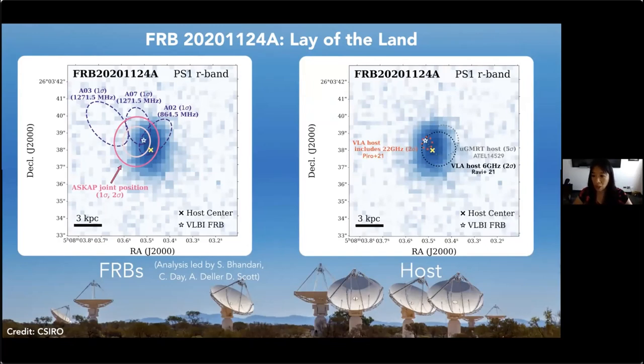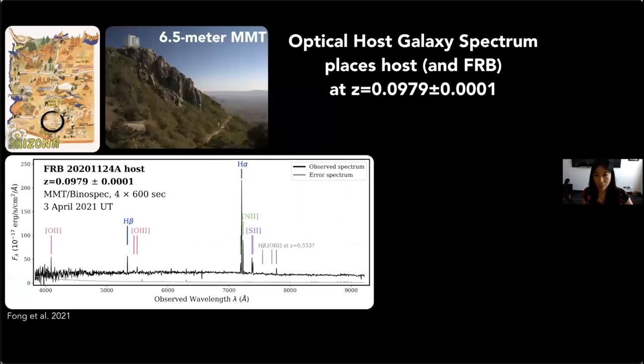And just trying to pull the coordinates from that paper and put it on, this is where they fall. You can see it's more co-located with the FRB localization, but maybe marginally consistent with the host center. So for sure, it seems like this host radio emission is kind of bobbling around. Not in reality, but just as we improve our localization.